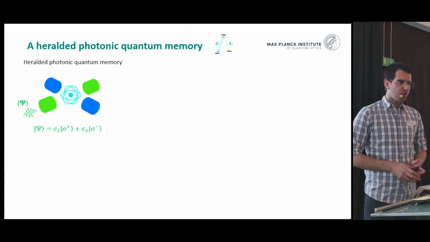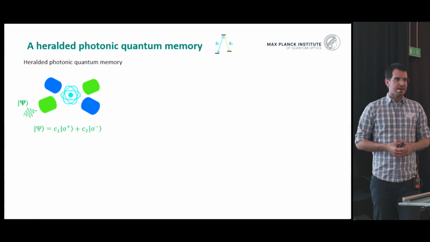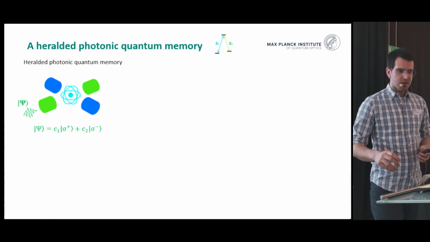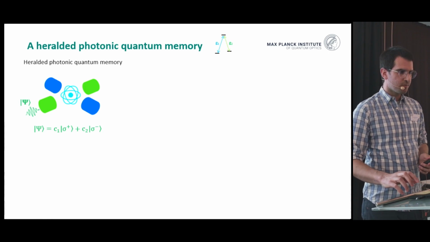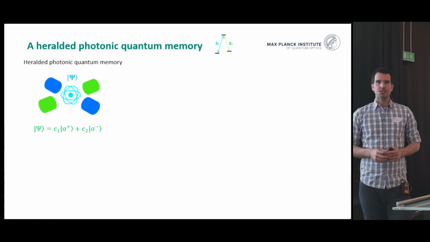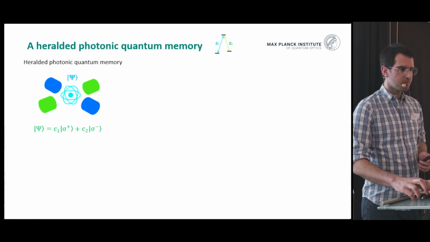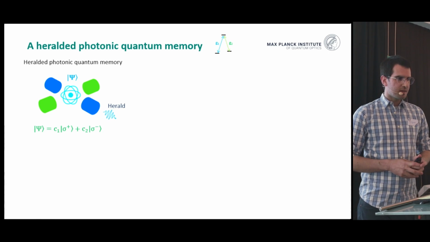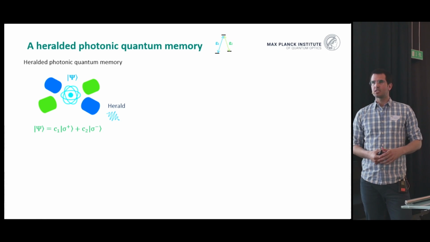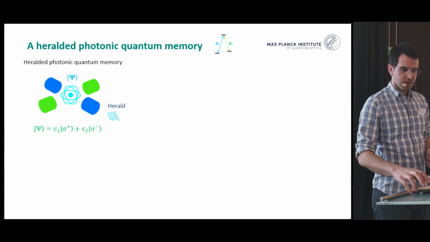Okay, so now I will move to the first scheme I want to talk about today. This is a heralded photonic quantum memory for polarization qubits. The idea is that we send polarization qubits into one of the cavities, and the polarization state of the photonic qubit is then mapped into a spin state of the atom. During this process, a photon is emitted in the second cavity, telling us whether the storage of the photonic qubit succeeded or not.